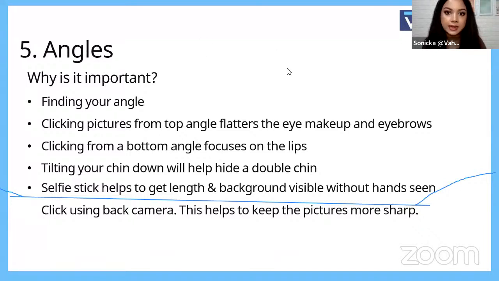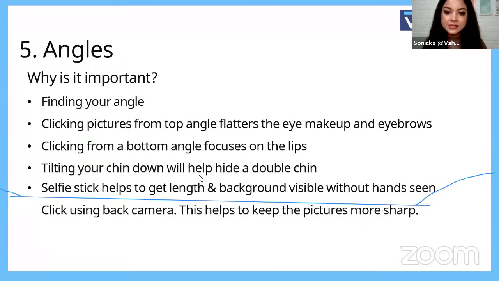Okay. And then after that, bottom angle will focus on the lips. Top angle will focus on the eye makeup and the eyebrows and the forehead. And tilting chin down will get rid of the double chin. I have a double chin here. So when I tilt my chin down, you're not seeing it now. Is it like this? You're seeing it. So the way I'm sitting is also making a difference, right? So the way you're taking a photo also will make the same difference.